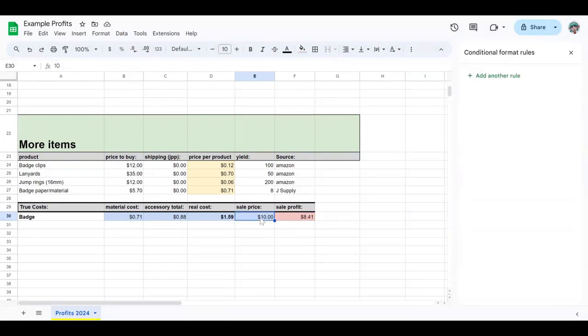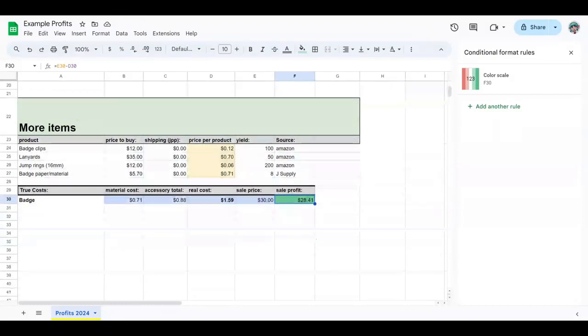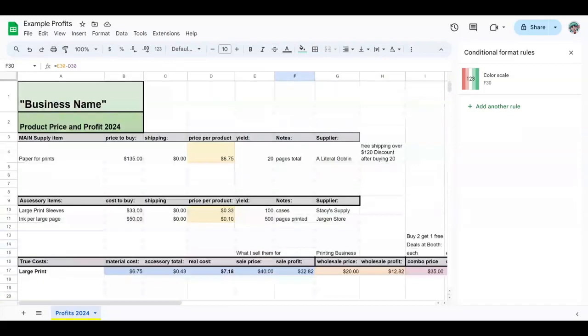So let's make the sale price like 20. Okay, that's like a little green, so it's like, yeah, that's pretty good. We can make it better though. $30. Yeah, super good. $28 worth of profit. Hot diggity. Awesome. So that is how this spreadsheet works.